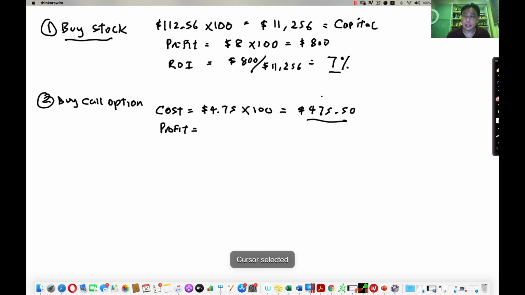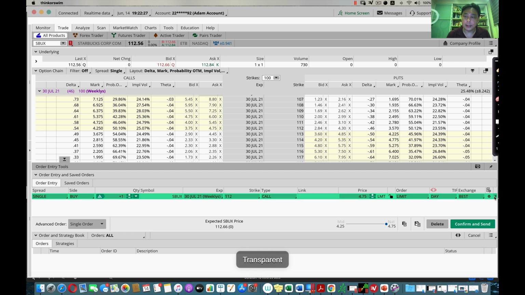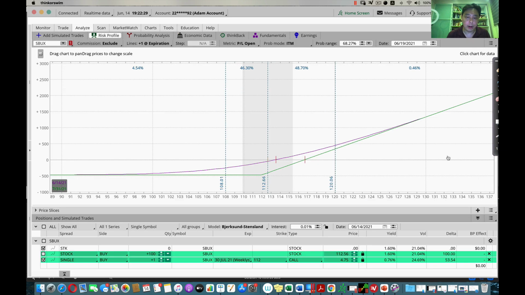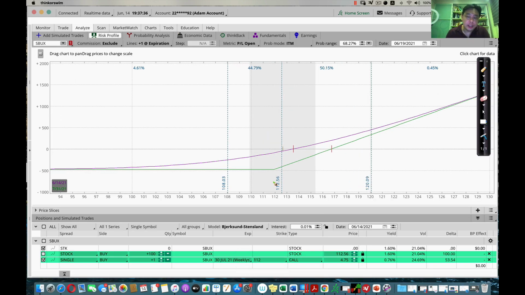So for that, let's take a look at the Analyze tab. So I'm going to analyze the trade. So once again, this is the current price of Starbucks, 112.56. We're hoping it's going to go to 120. And of course, it could drop to 108. That's our stop loss price. So again, question, if it goes to 120, how much money do we make by buying the call option?